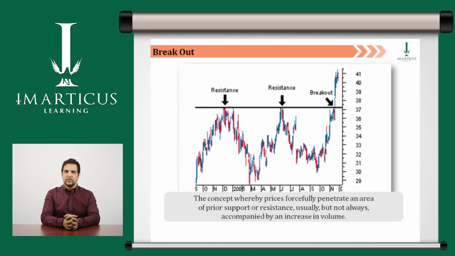Oftentimes, a stock or commodity will bounce between the areas of support and resistance, and when it breaks through either one of these barriers, you can consider the direction that it is heading in a trend. This can be a buy or sell signal depending on which barrier it broke through. But breakout is generally a bullish trend. In the given chart, a stock that has historically encountered a lot of resistance near $37 heads sharply higher following the breakout.